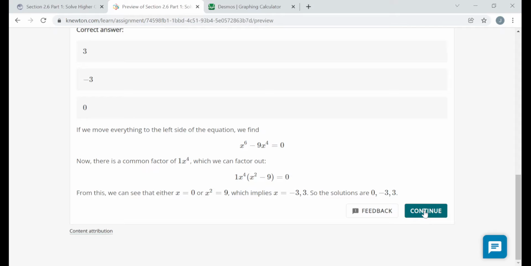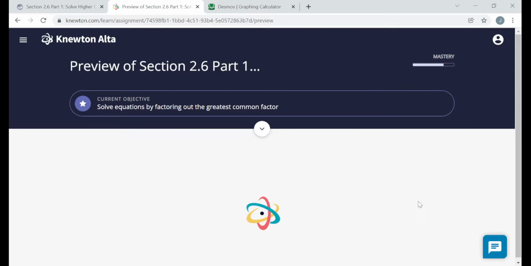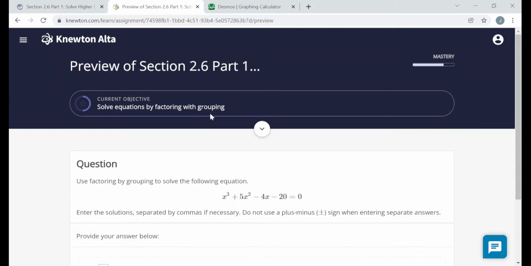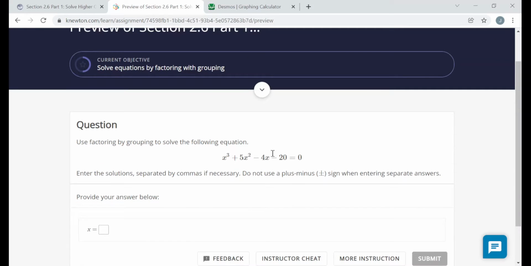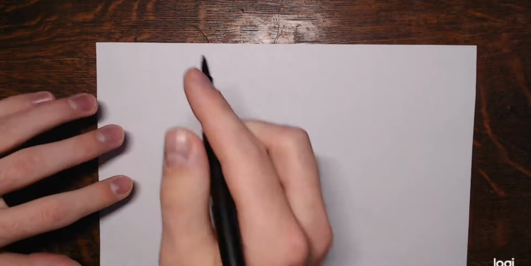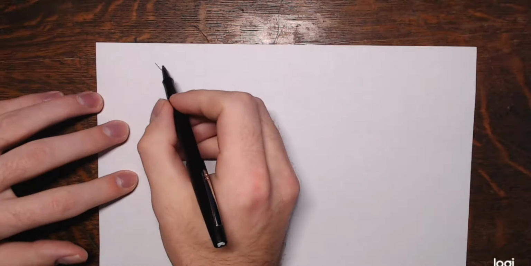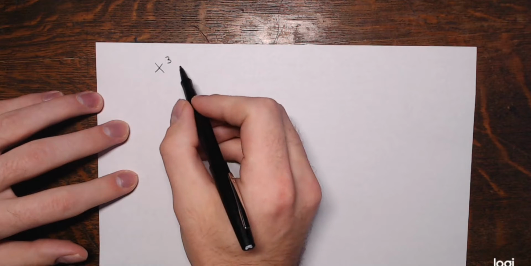So the last couple questions should be on that grouping objective, right? Factoring with grouping. Alright, so once again, I'll write this out. We'll take a look at it, we'll solve it. Alright, so it's already starting off the way I want, right? With everything on one side and 0 on the other.